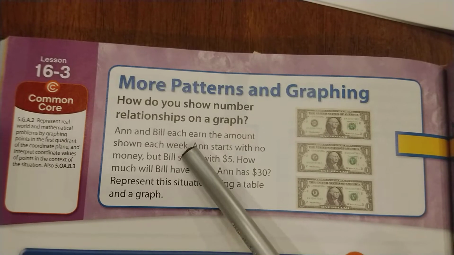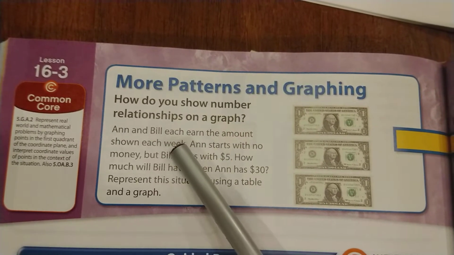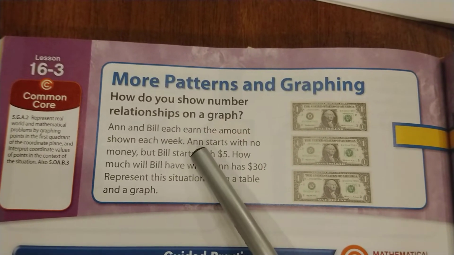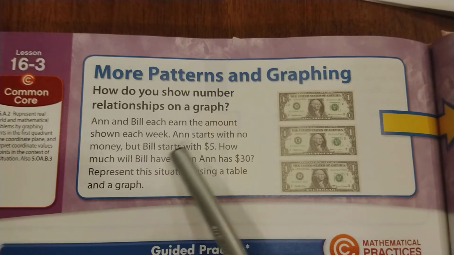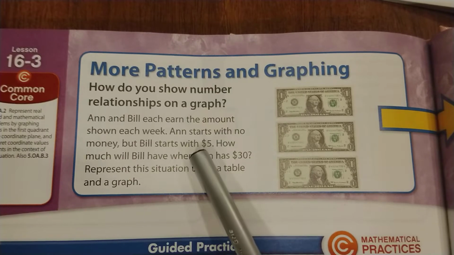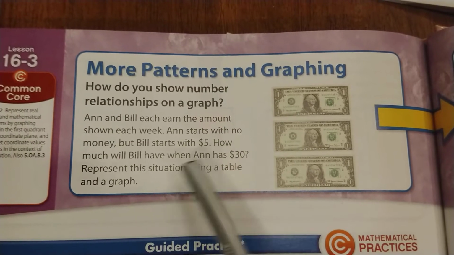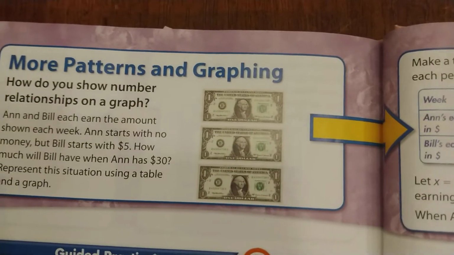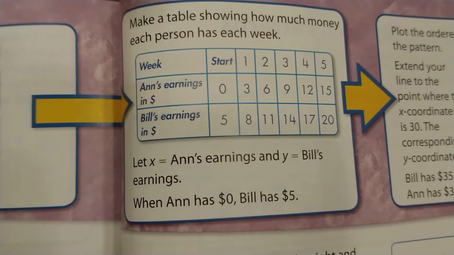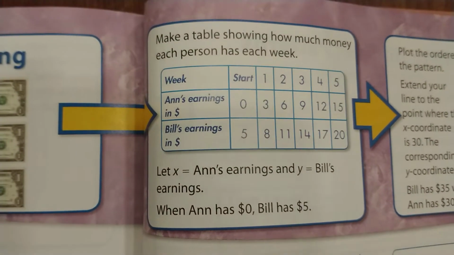All right, so how do you show number relationships on a graph? Ann and Bill each earn the amount shown each week. $1, $2, $3. They each earn $3. Ann starts with no money, but Bill starts with 5. How much will Bill have when Ann has 30? Now, this sounds like it is really difficult, but if you make a T-chart, such as right here, this gets really, really simple.